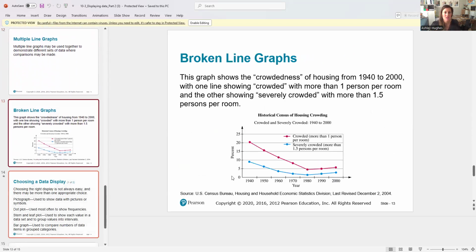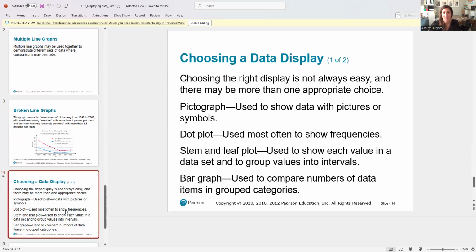Multiple line graphs, here's several line graphs on the same graph. So you can see that the blue represents severely crowded and the red represents crowded. And so sometimes you can display two different lines on the same graph.